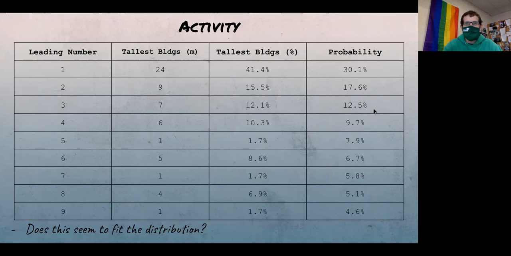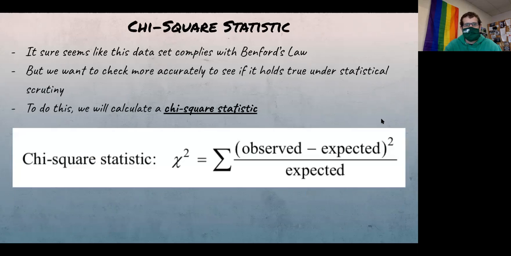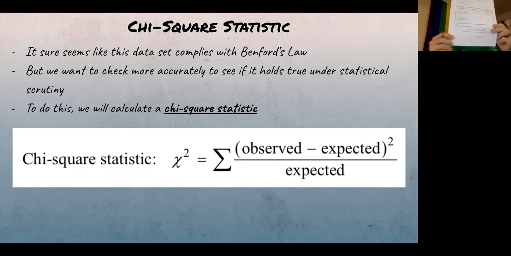All right, we're going to use a chi-square test to figure out if it does apply. It sure seems like this data set complies, but we want to check more accurately to see if it really holds true under statistical scrutiny. So we're going to use a chi-square statistic, and this is right from your AP formula sheet. I say that every single day, don't I? You're getting to know more and more about what all this stuff means.